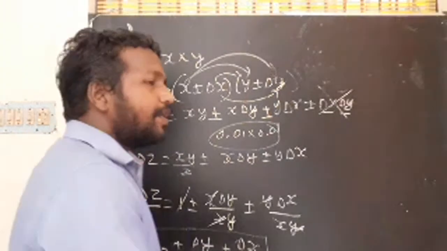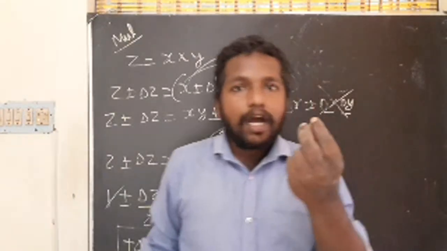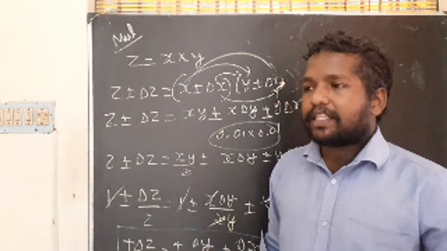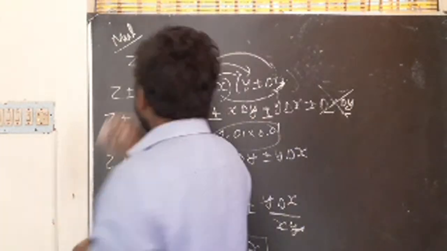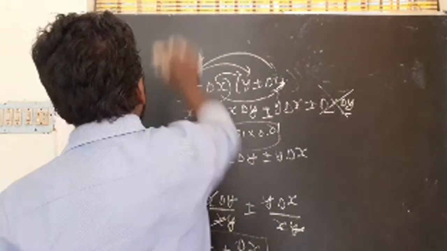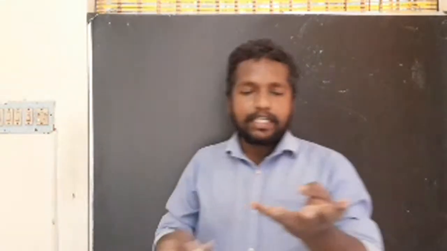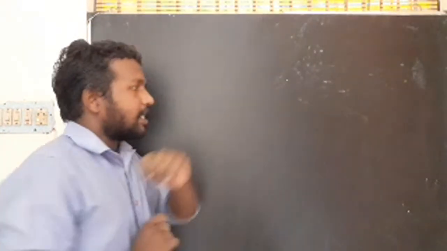Now we are going to discuss what is a true value, what is a relative error, what is an absolute error, and the percentage of error. There are 4 concepts we are going to discuss: one is the true value, another is the relative error, another is the absolute error, and another is the percentage of the error. These are the 4 concepts we are going to do.